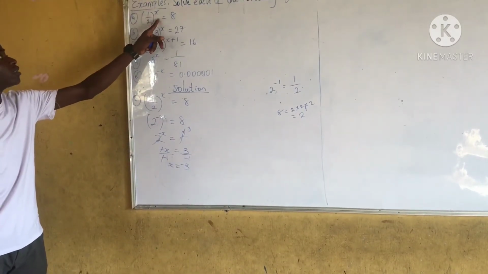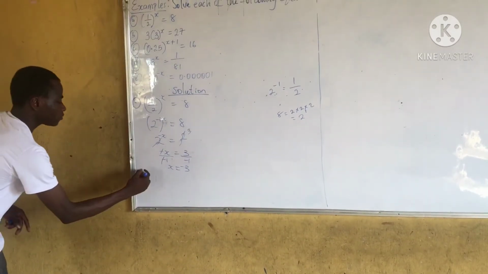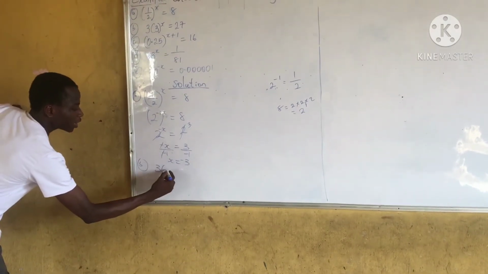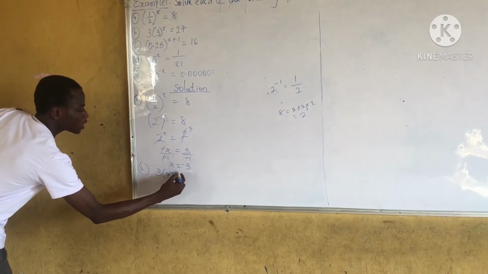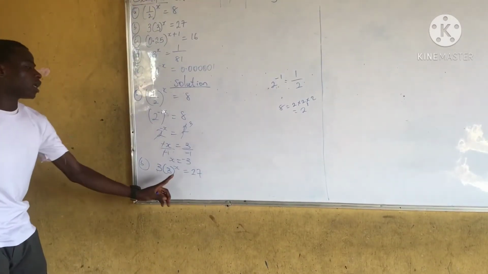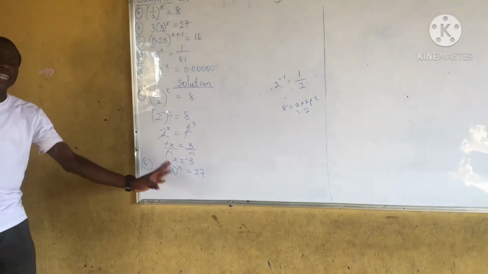Second one says solve for x if you have 3 bracket 3 all raised power x equals 27. As you can see, we apply law of indices here also.